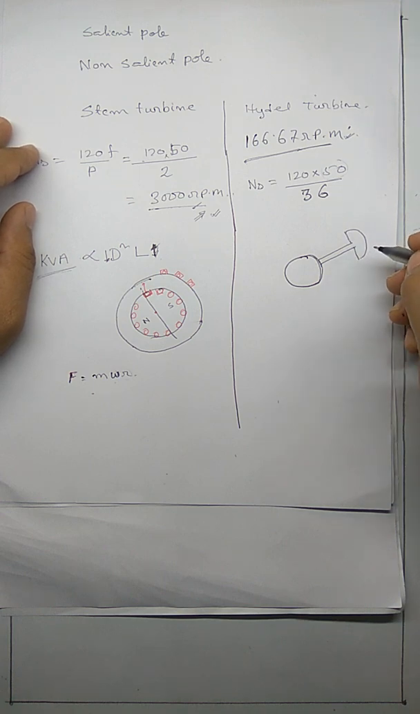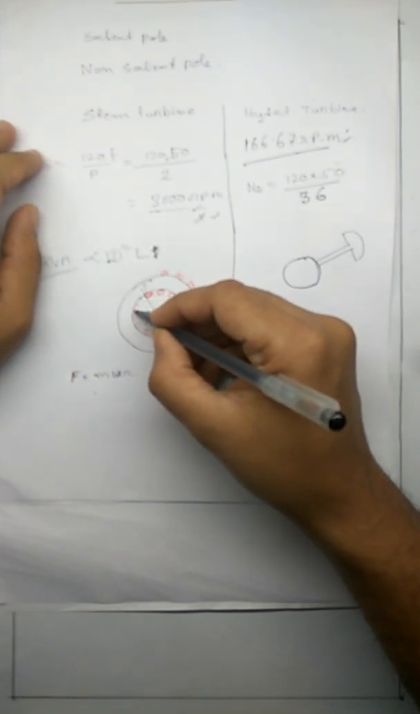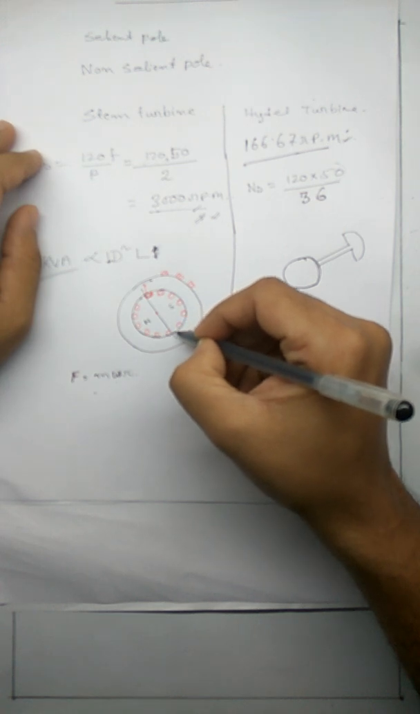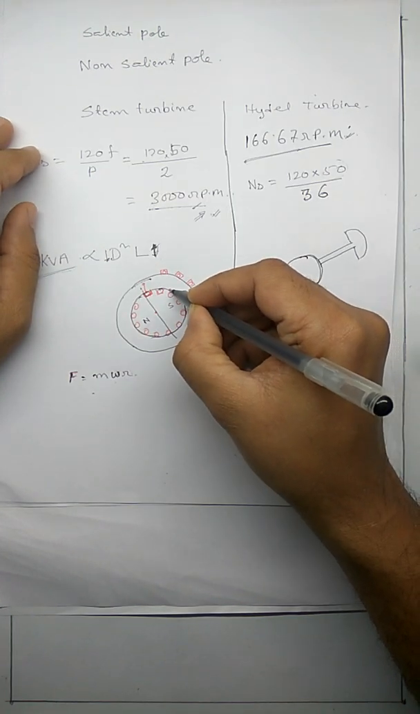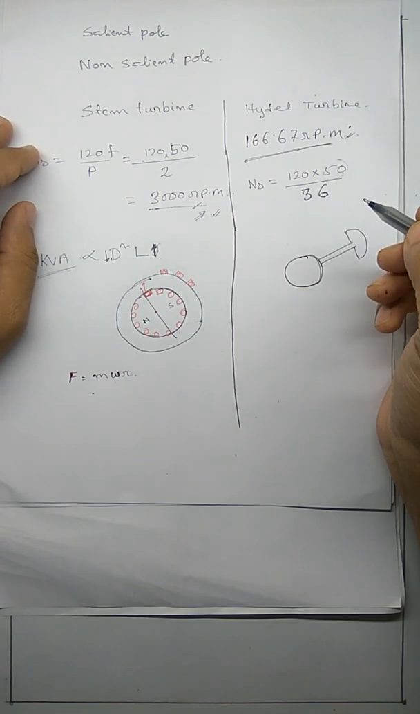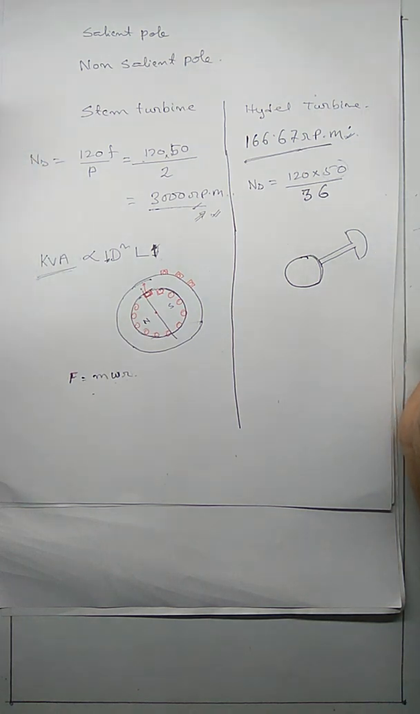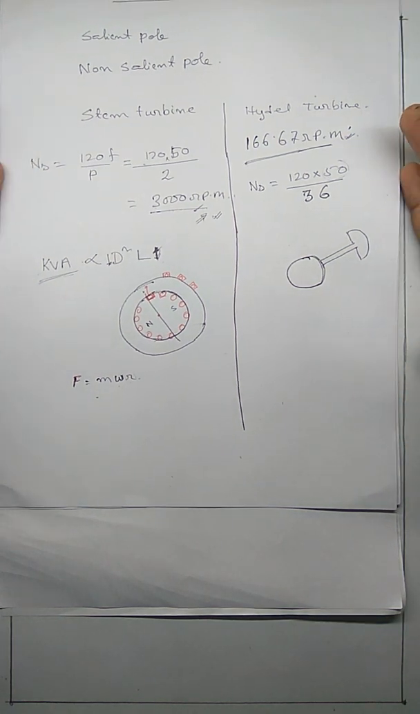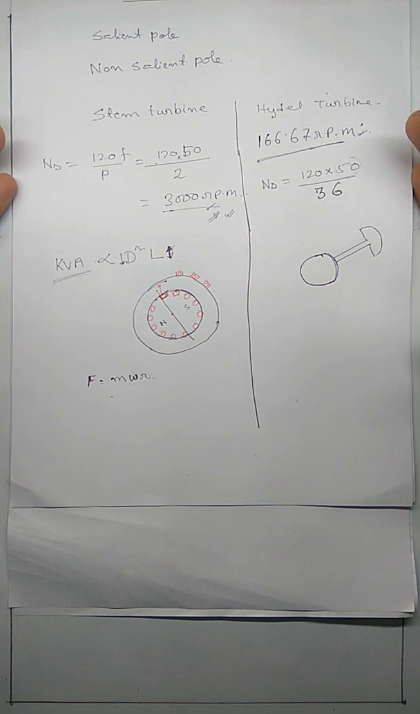Why do we do it like this? Because the area of this cylinder is not sufficient to accommodate 36 poles. You cannot make the pole very small because you need to produce a particular value of mmf. How will we calculate the value of mmf? We know the speed at which the machine is rotating. We know the induced voltage that we want to generate.